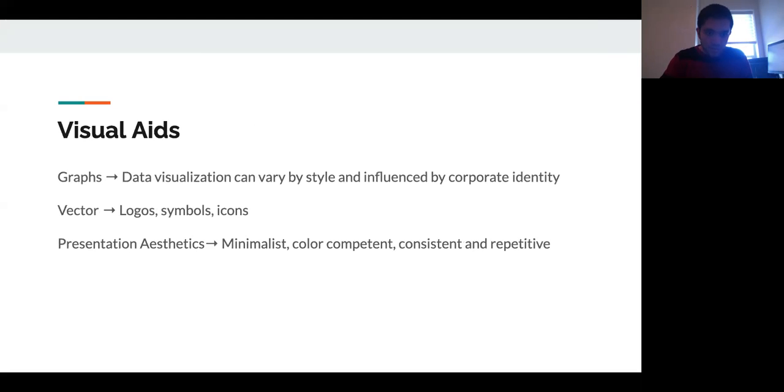And so graphs, which is such as data visualization, can vary by style. And it can also be influenced by corporate identity. So we have vectors, which are logos, symbols, or icons. When you have a presentation aesthetic, you want to try to be as minimalist as possible, be color competent, consistent, and repetitive. This is just normal graphic design cues.